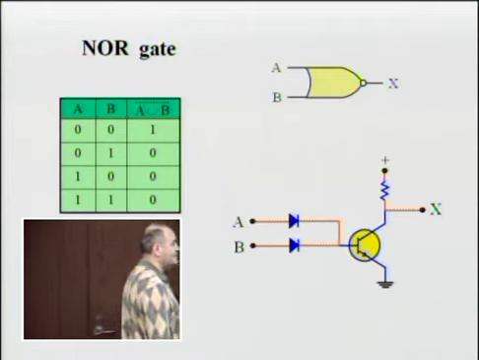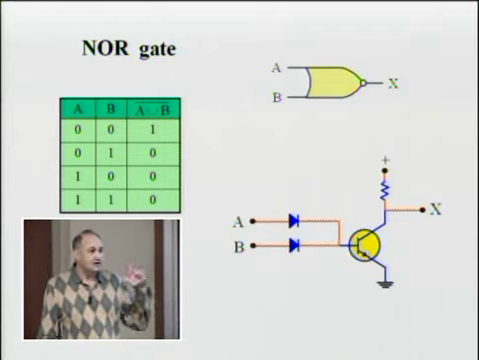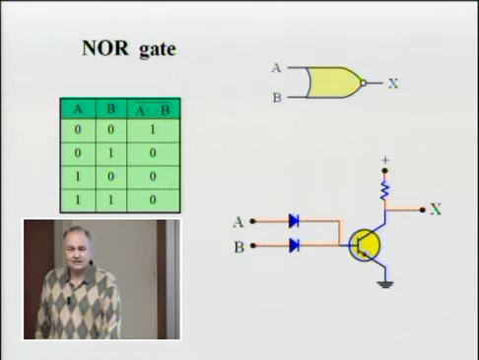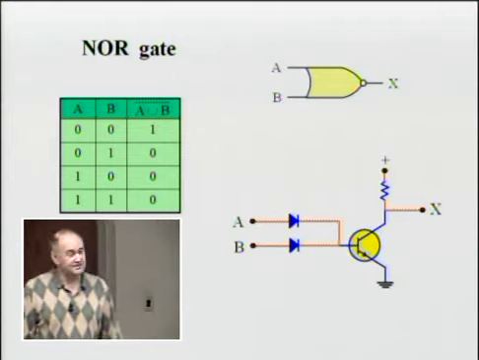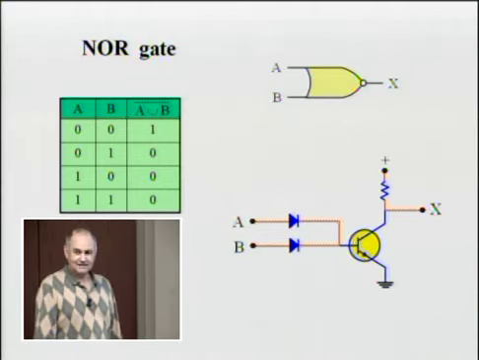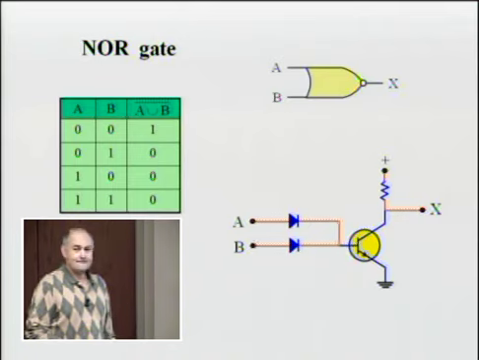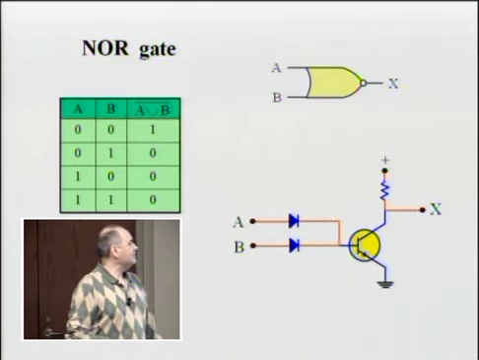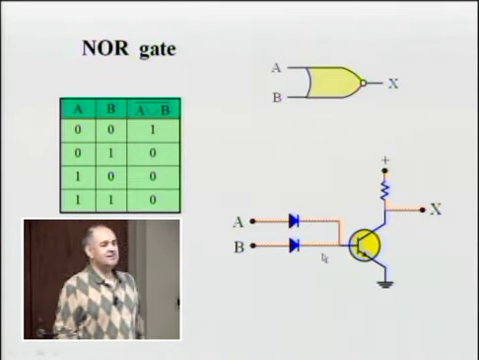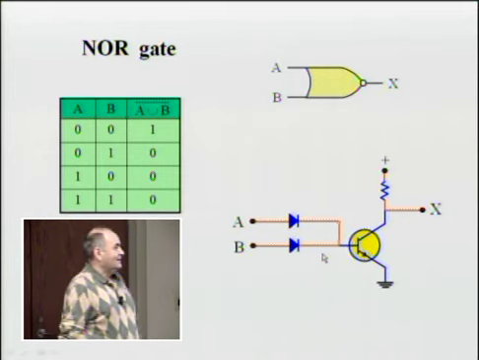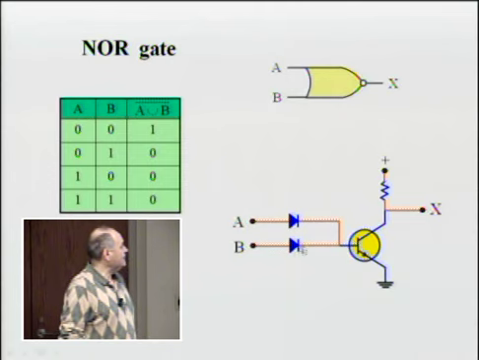Try to talk to each other now about how this thing works. Note that it is very similar to the NOT gate, except that it has two inputs. In a moment, we'll figure out what is the purpose of the diodes. Right now, think what will happen if we have two low potentials here.